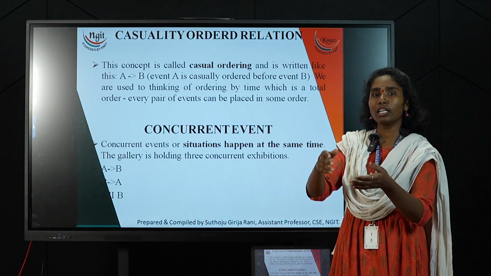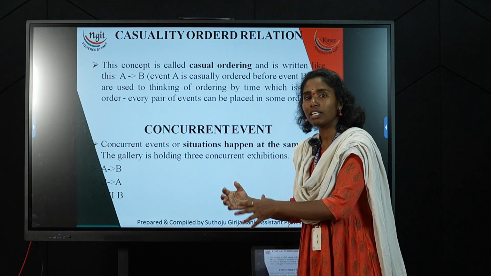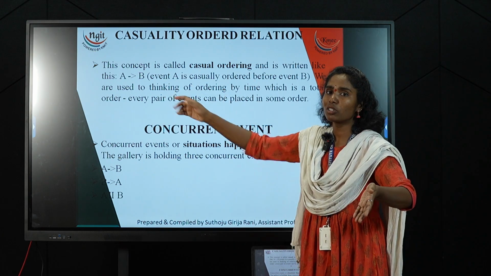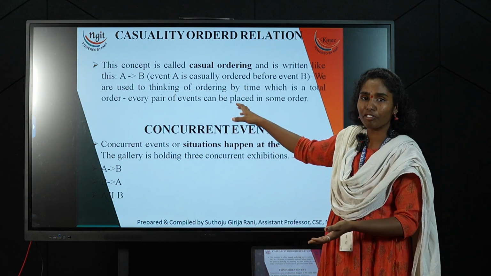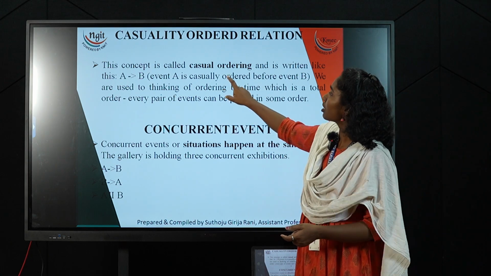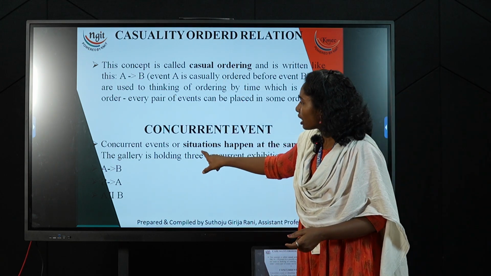See, from A to B, and B is about to start with C, and C is about to start with A back. So like this, if you are having a sequence of process execution, that is under the causal ordering. Now the last one is concurrent.